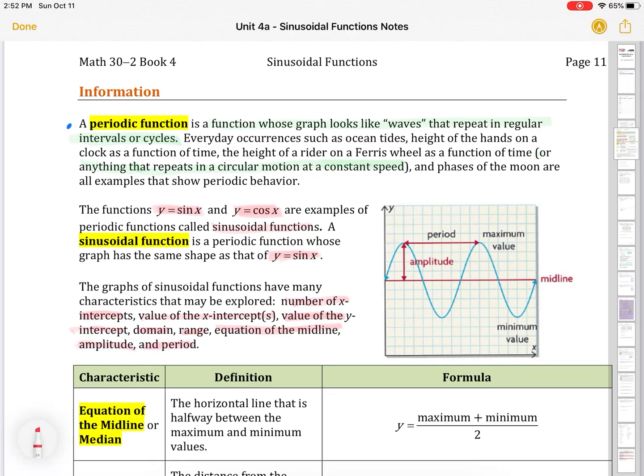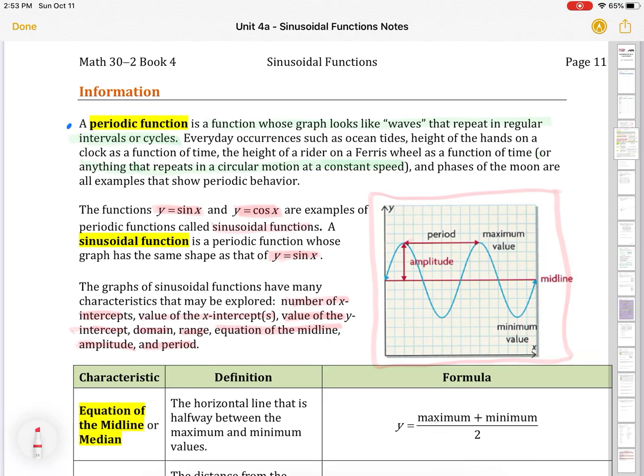And you're saying, what are all those things? Well, we're going to explore that. This is a nice little sketch that shows you a lot of those things. If we have our sinusoidal function graphed, the midline, exactly like it sounds, goes through the middle, halfway between the top and the bottom, the peak and the valley of that function.